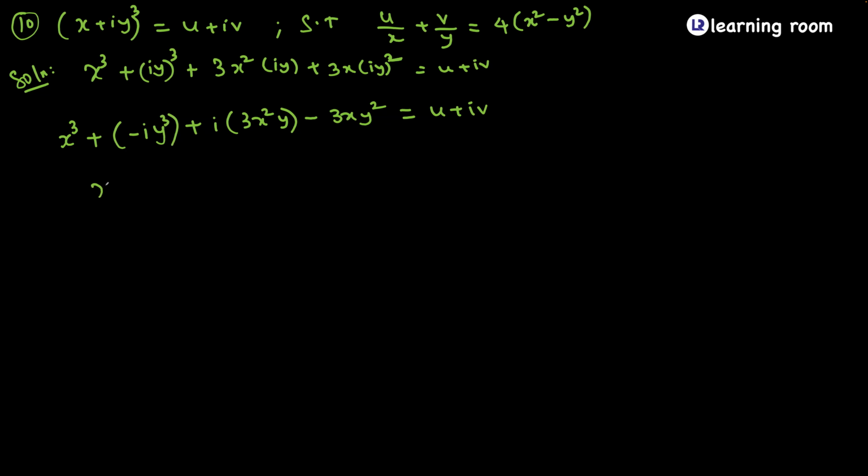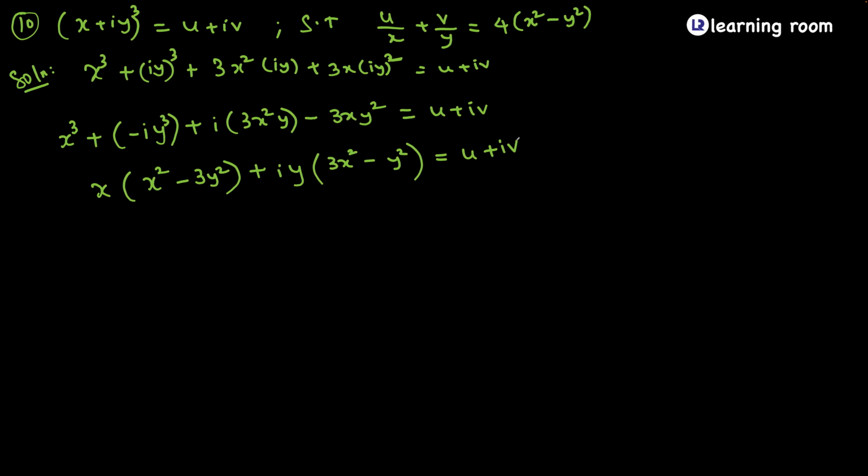So collect all the real terms. If you observe, from these two terms, these are the real terms. What can I take out common? I can take out x common. So it will be x square minus 3y square. From the other two terms, I can take out i y as common. So it is 3x square minus y square is equal to u plus iv. I hope the step is clear.